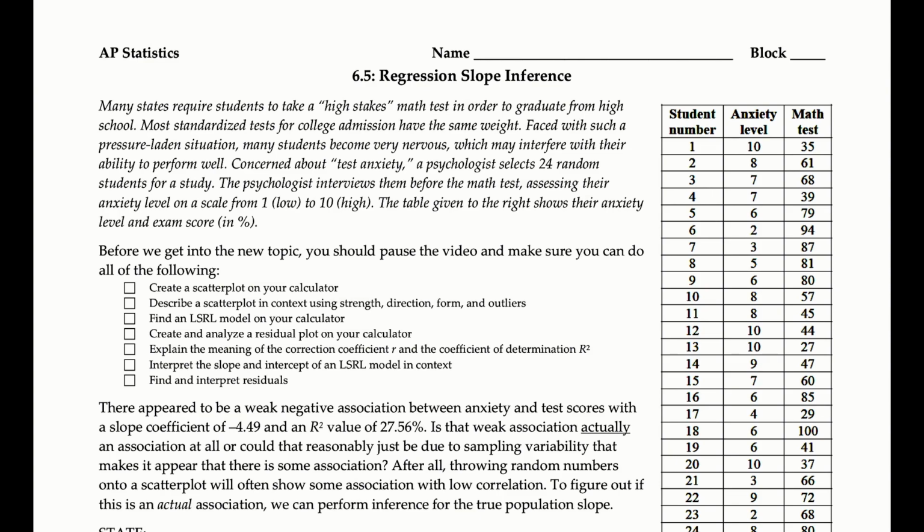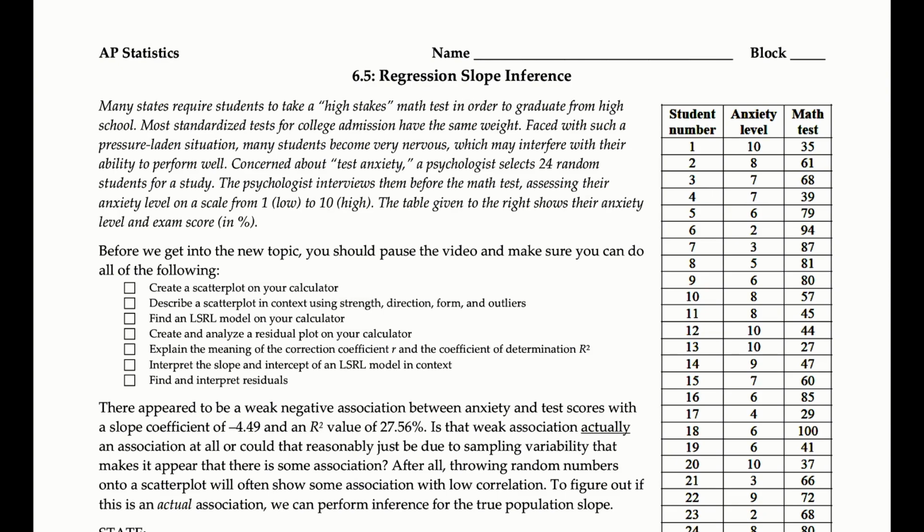So before we jump in, I wanted to make mention of some things that you are expected to be able to do that harken all the way back to Unit 1 and some stuff from this unit. If you wanted to, you could pause and make sure you can do each of these things listed: create a scatter plot on your calculator, describe a scatter plot in context using the ideas of strength, direction, form, and outliers, find a least squares regression line model on your calculator, and create and analyze a residual plot on your calculator.